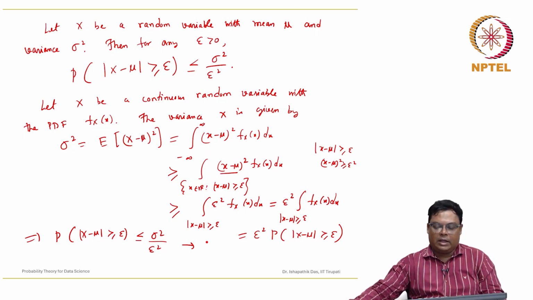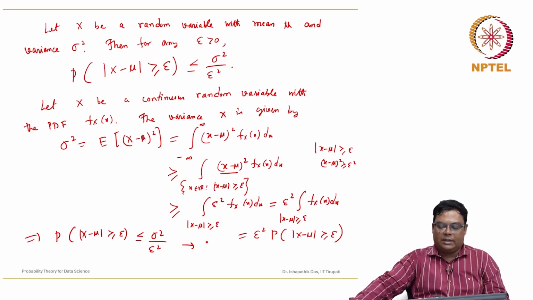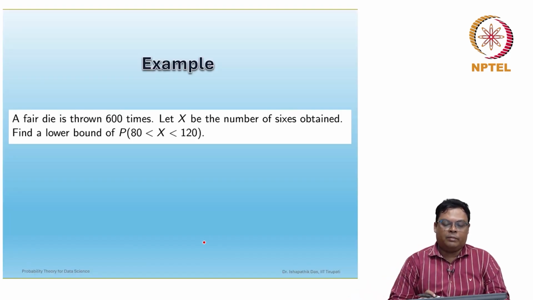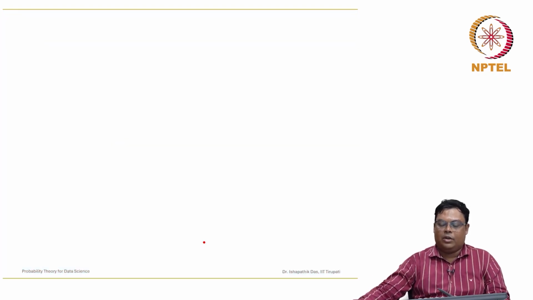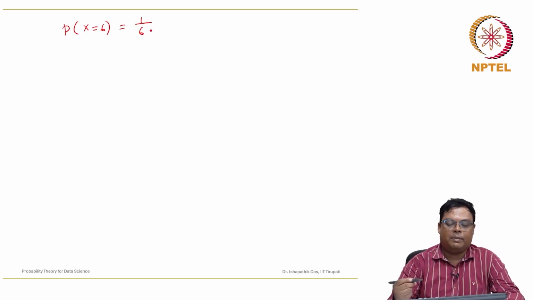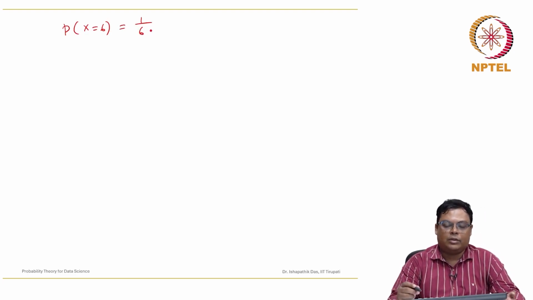Now we will see how it can be utilized. This inequality is important. Let us see a numerical example here. A pair of dice is thrown 600 times. Let x be the number of sixes obtained. Every time you throw a die, what is the probability that a 6 is obtained? Since all sides are equally likely, the probability of a 6 is 1 by 6.